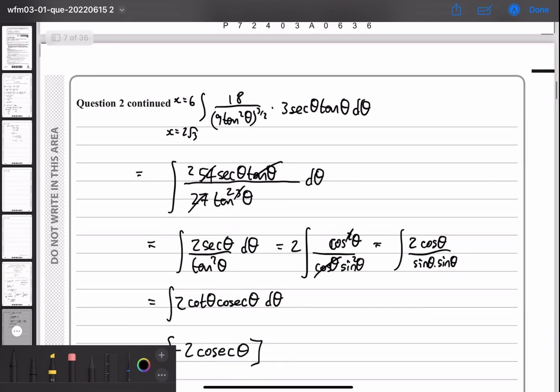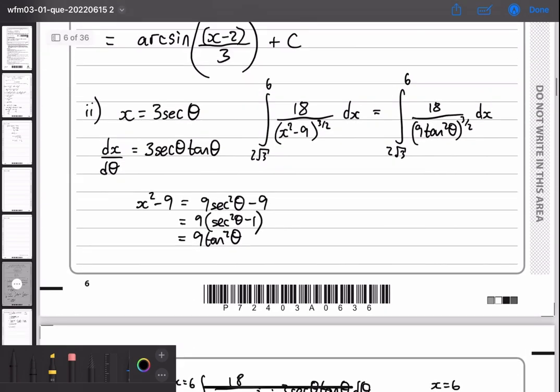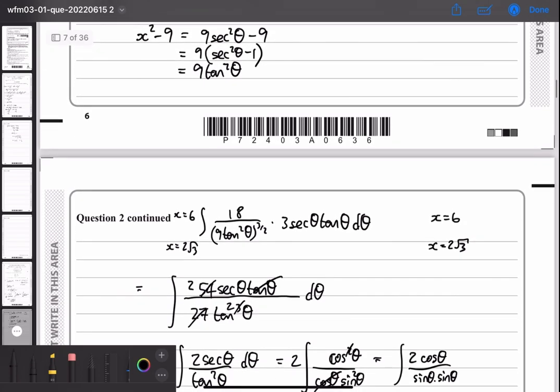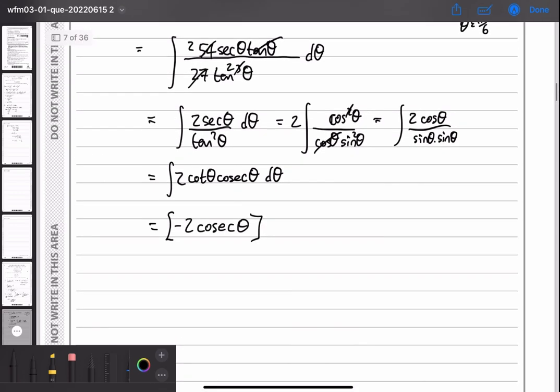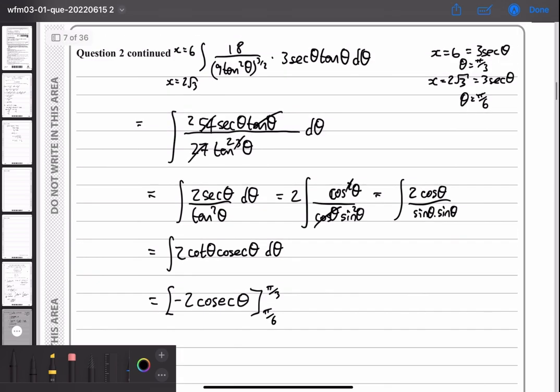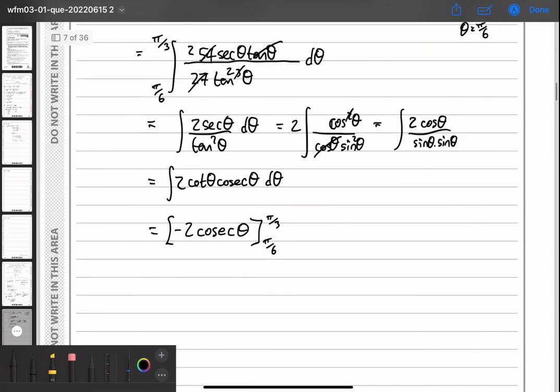So if x is equal to 6 and x is equal to 2 root 3 are the limits, we need to go all the way back to our substitution, 3 sec theta. So that's x is equal to 3 sec theta. Rearranging the first one gives us theta is equal to pi by 3, and rearranging the second one gives us theta is equal to pi by 6. So we've got pi by 3, pi by 6 here, and if I stick those on here as if I had done that earlier, then we just need to evaluate this.